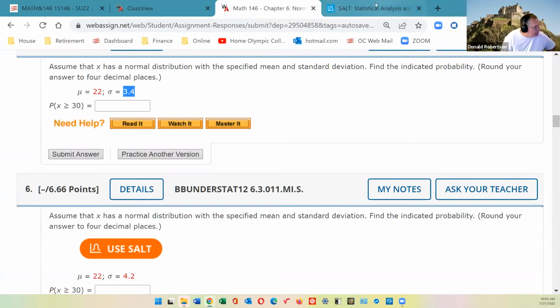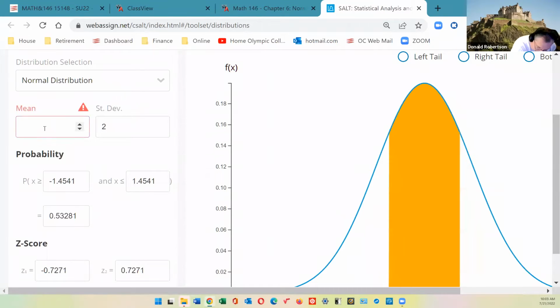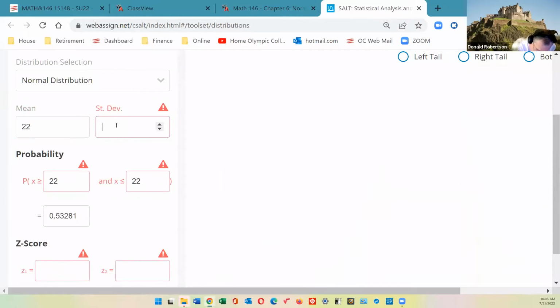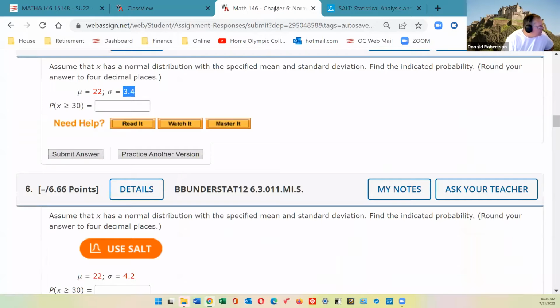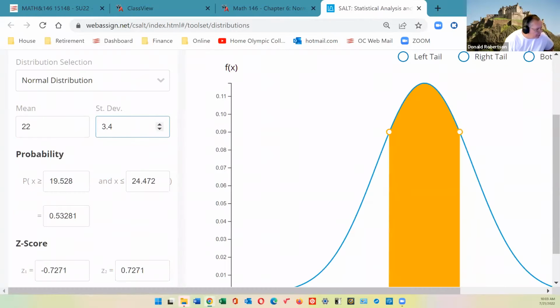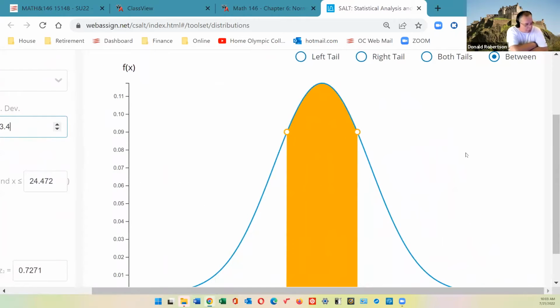So you go over to solve. The mean is 22. And the standard deviation was, I believe, 3.4. And what was it we wanted? Greater than or equal to 30. Okay, there's your choices. If you want to do a greater than, which of those: left, right, both, or between? What do you do? If you want greater than 30.